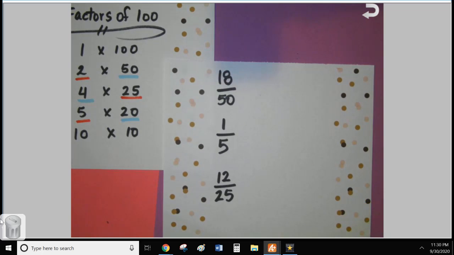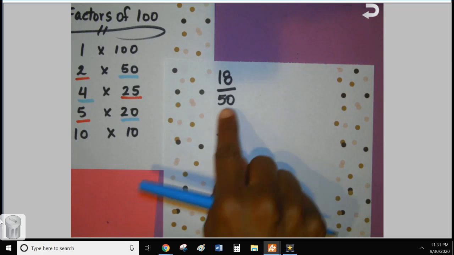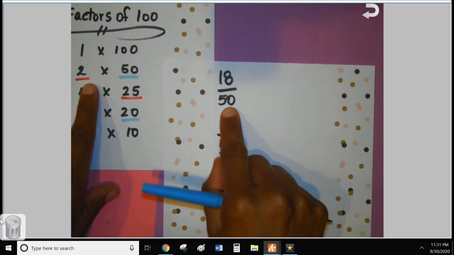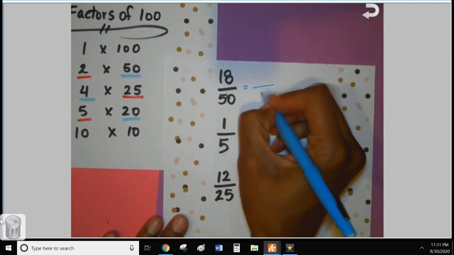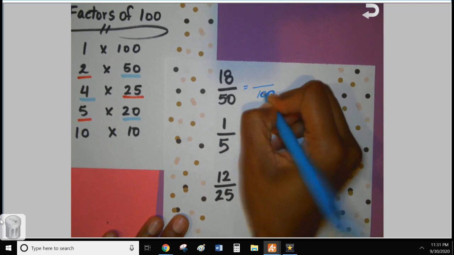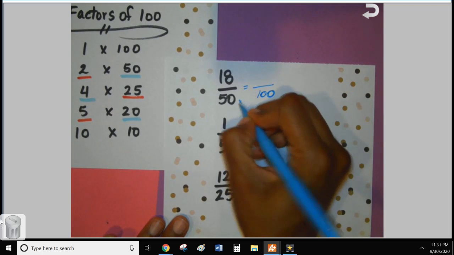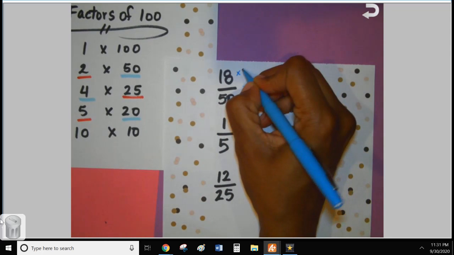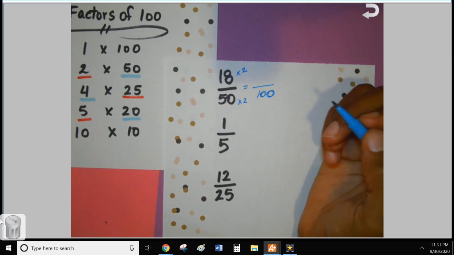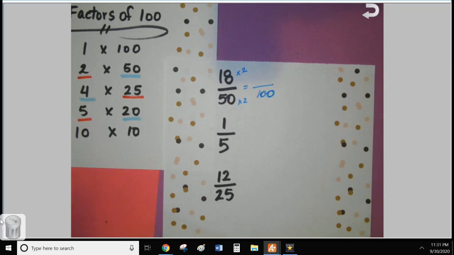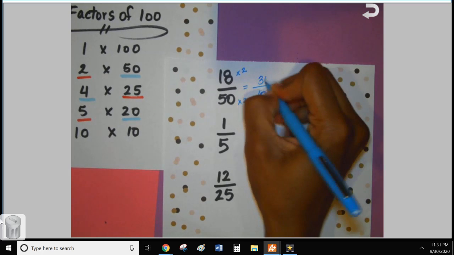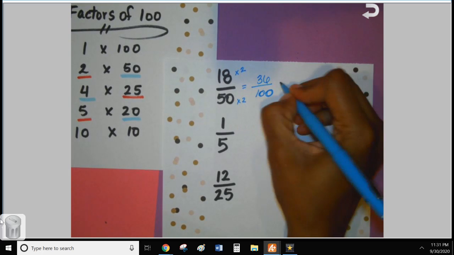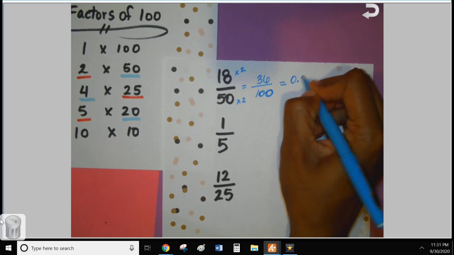18/50ths. 50 times 2 is 100. What am I multiplying times 50? 2. Whatever I do to the bottom, I do the same to the top. So I'm going to multiply 18 times 2. 18 times 2 will give me 36. This will make it 36 hundredths.